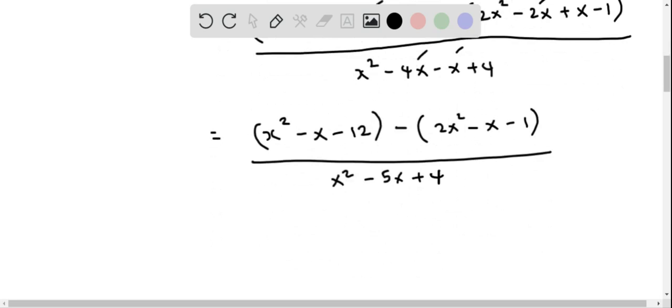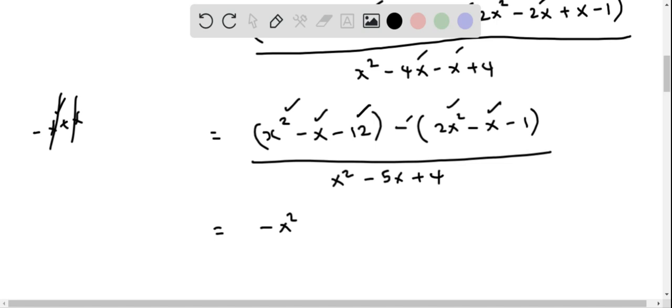Now we have to simplify this. So this equals, we have x squared, and then this is negative 2x squared. So x squared minus 2x squared is negative x squared. We then have negative x, and this one is negative of negative x, which is positive x. So negative x, positive x, these two will get cancelled. They'll become 0. So we will not have to write that.